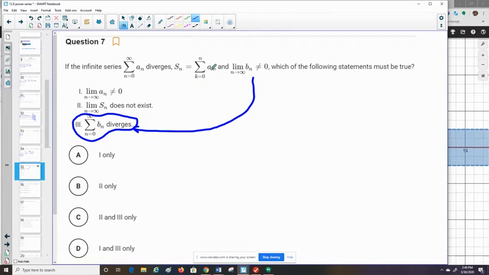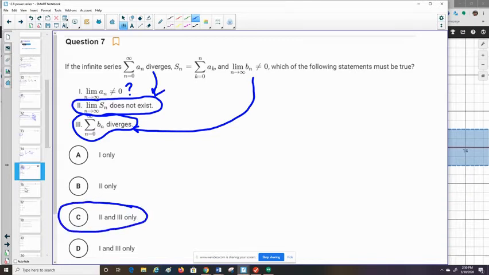Let's see, this just says it's the partial sum, so that doesn't tell us too much. If the series diverges, this is a question mark. Maybe the terms are going to 0, maybe they're not. We don't know, but the nth partial sum limit does not exist. That's the definition of what it means for the series to diverge. So what am I going with? 2 and 3 are my answers.